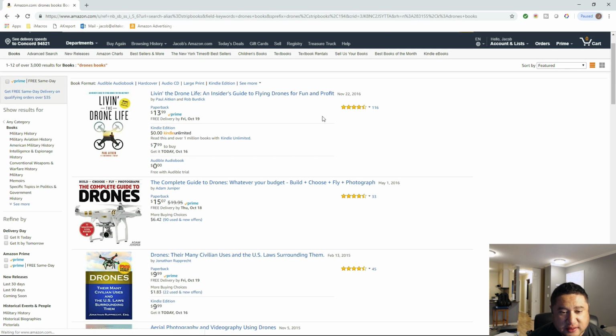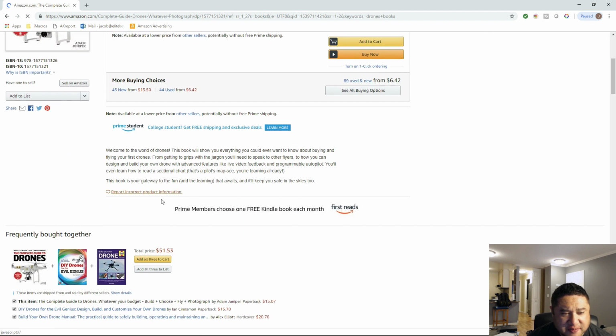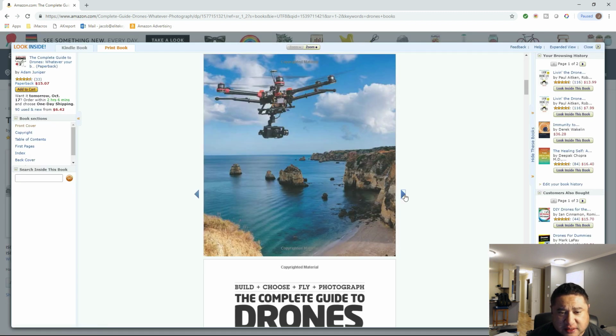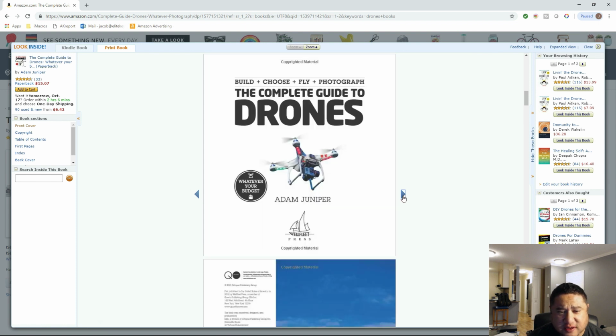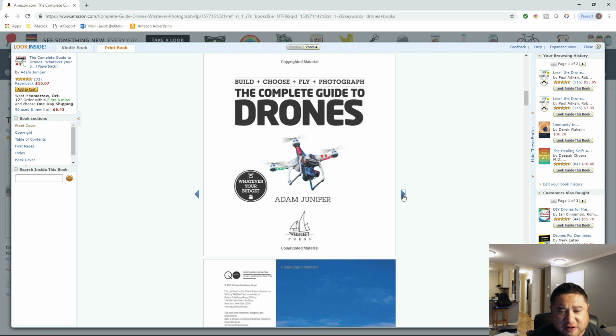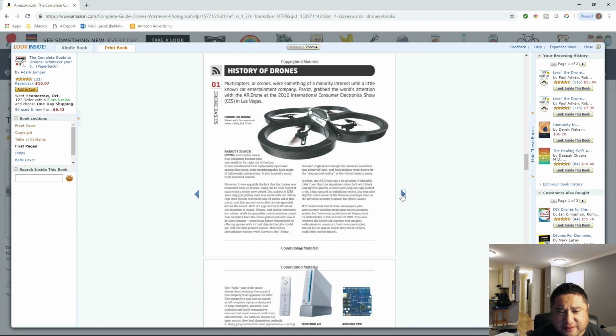That is cool. So this one is now the complete guide to drones, whatever your budget: build, choose, fly, photograph. So this is going to be more about what I assume to be a title about photography with your drone and actually building your drone from scratch with a cheaper budget. Because, you know, drones can be expensive. Let's be honest about that. These are really cool. And you can even do free book previews on Amazon, which you cannot do with KDP Rocket. This is beautiful photography. So that's a selling point of this book.